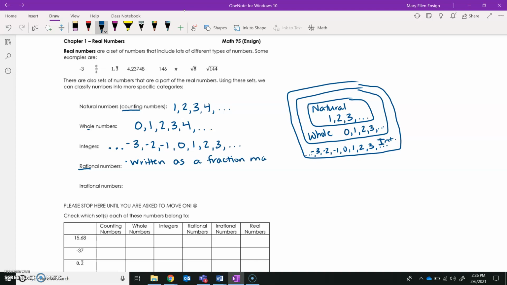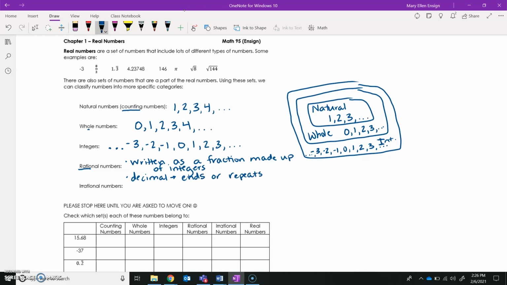And just to be clear and thorough, I'm going to say it has to be a fraction made up of integers. So it could be 5 over 1 or negative 8 over 3. It can't be 4.2 over 5. Okay, it has to be integers. And as a decimal, if a rational number is written as a decimal, it has to either end or it repeats.